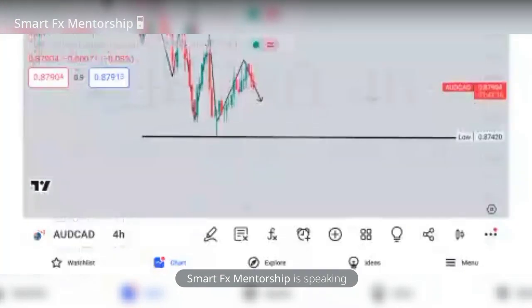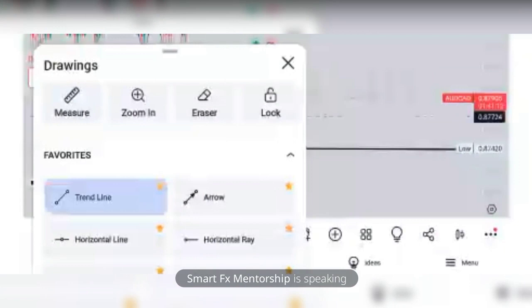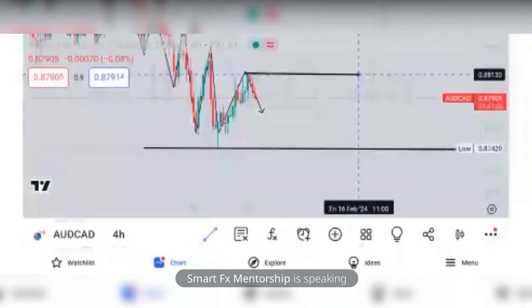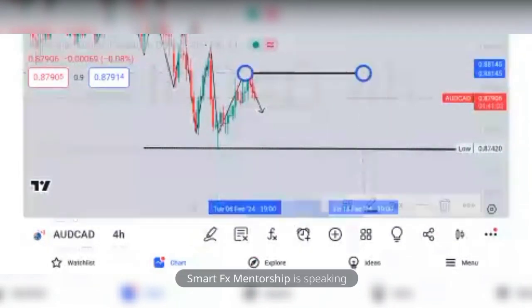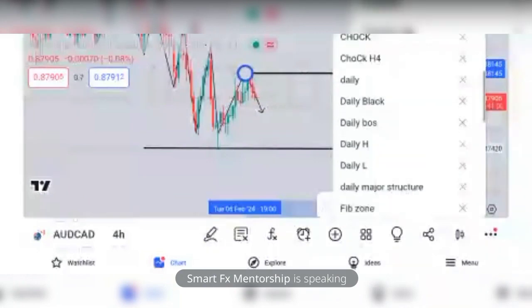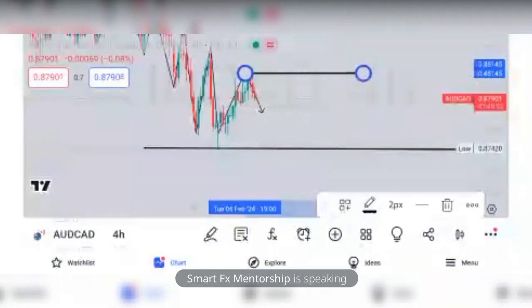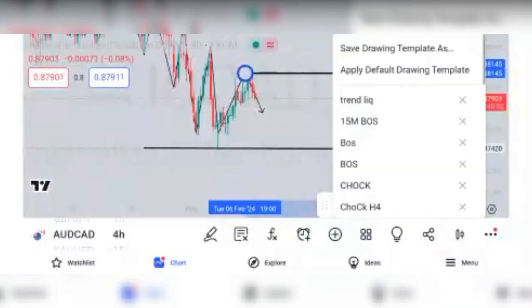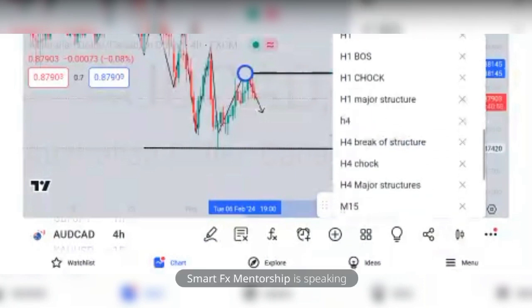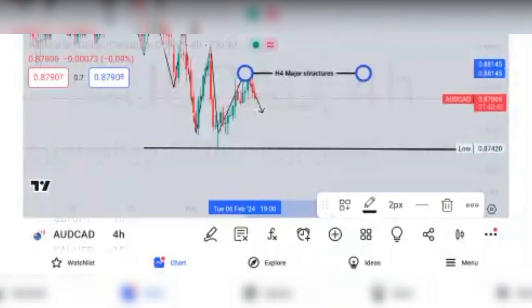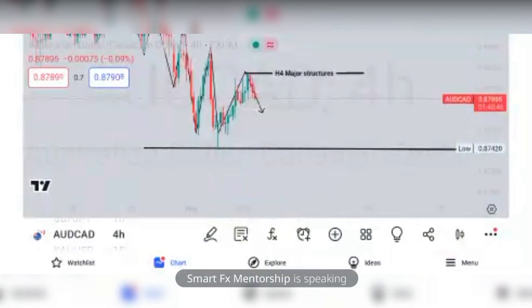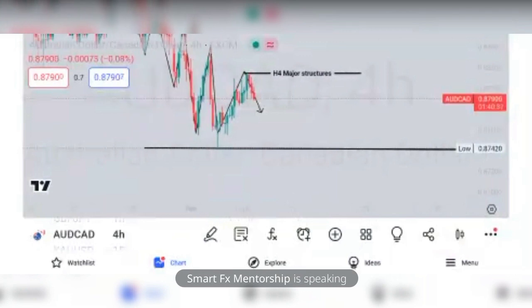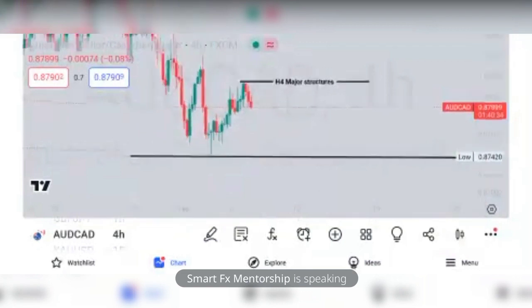Remember, the first one we marked out was the daily high and low. So this 4-hour high here, mark it out. This is H4 major structure. I already saved my shortcut. So H4 major structure. I'm not marking the down one again because we already have a daily major structure down, right? So what else am I looking for? I can delete this part now. What else are we looking for?